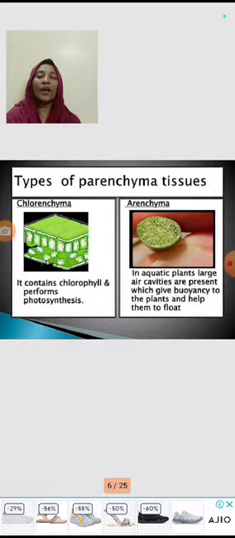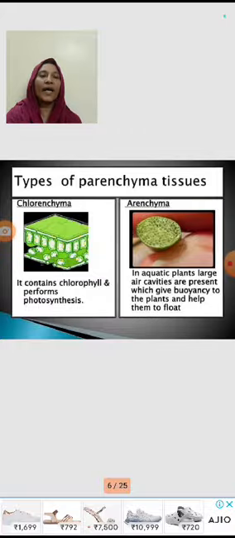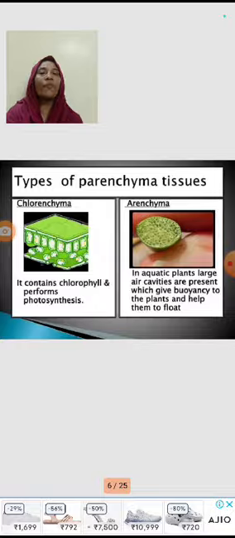The parenchyma is again classified into two types based upon its contents. If a parenchyma contains chlorophyll, that is known as chlorenchyma. If it contains air cavities, that is known as aerenchyma. The aerenchyma type of parenchyma gives buoyancy to aquatic plants. It helps them to float. And the chlorenchyma performs the function of photosynthesis.